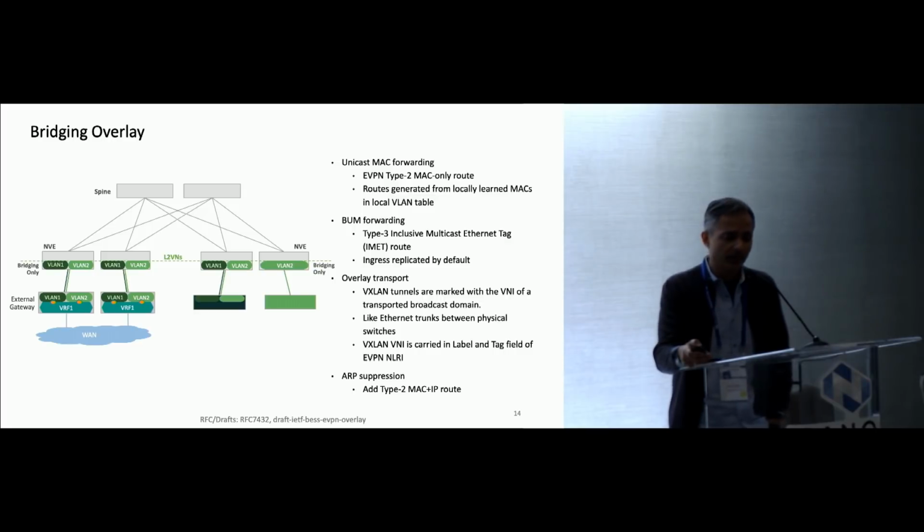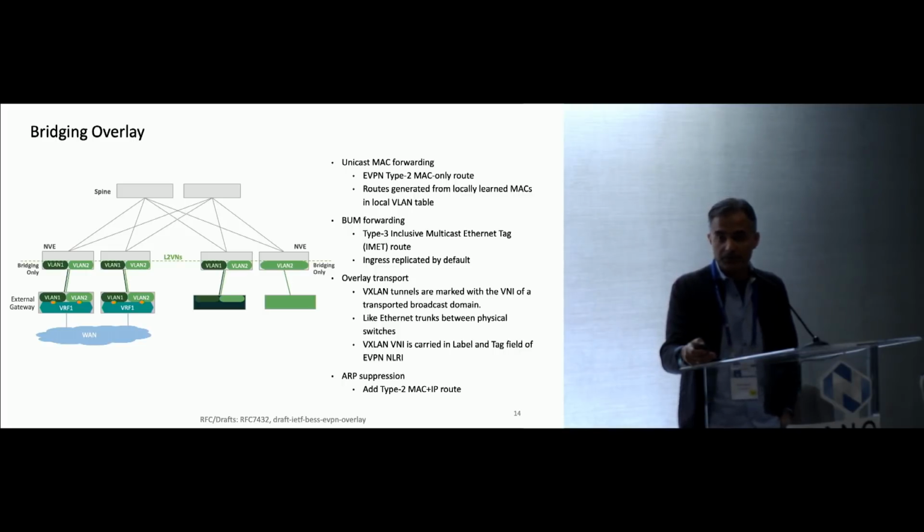If you want to do routing, well, you're going to have to do it with an external gateway, right? But interestingly, and we're going to talk about this after the next slide actually, you can do ARP suppression with L2-only overlays. And for that, you add the MAC plus IP route.